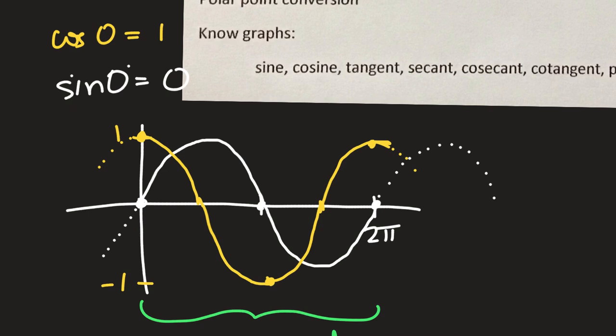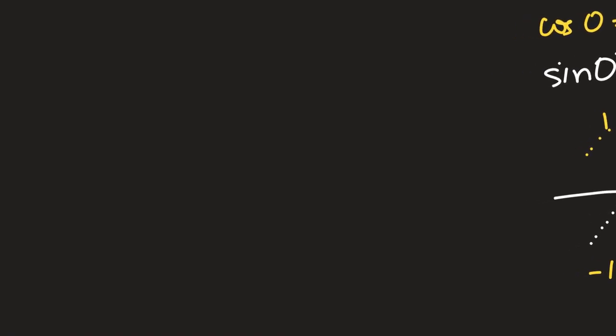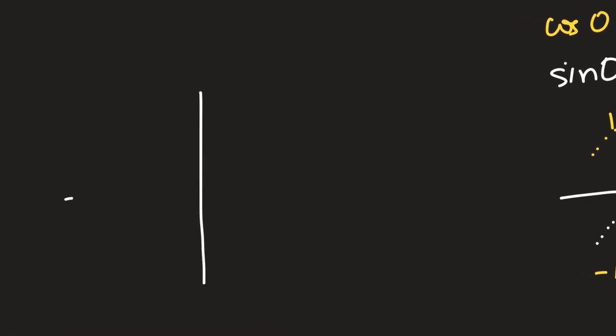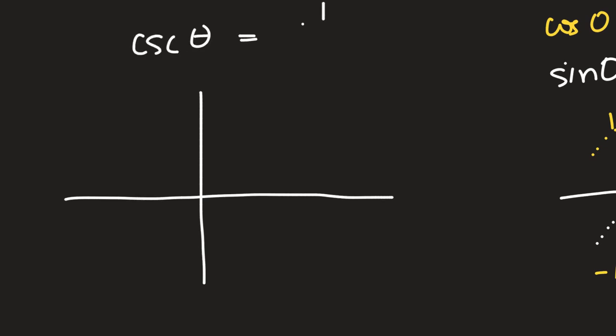So how about their reciprocals? Let's look at their reciprocals for a second: secant and cosecant. First, let's start with cosecant. The cosecant is the reciprocal of the sine, which means everywhere sine is 0, the graph is going to have an asymptote, because you can't have a y value if the denominator is 0. So cosecant has an asymptote at the origin, because that's where sine is 0.